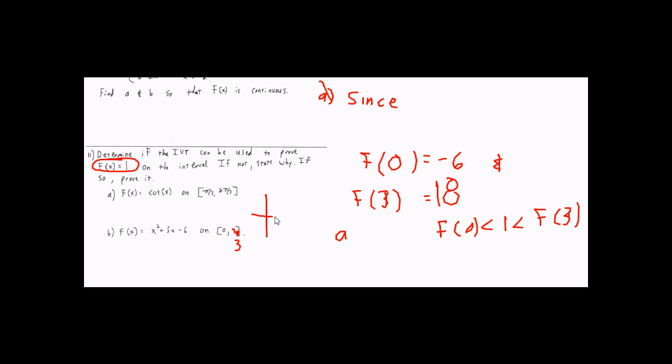If you look at the graph of x squared plus 5x minus 6, at 0 it's negative 6, that's down here. At 3, it's 18, that's up here. So this is some kind of parabola looking like this. And you can see when x is 1, right here, there's a point there. It's got to be, because it's continuous.